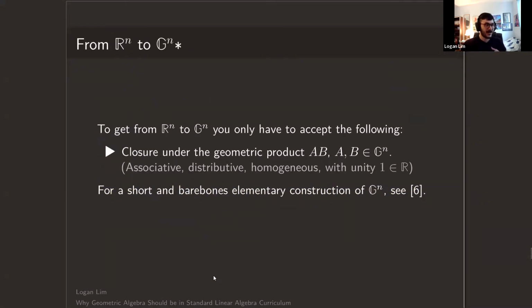So okay, you might think this is all well and good, but how do we practically start getting into Gn from our real n-dimensional real numbers? Really, it's only one thing: closure under the geometric product. Remember what I told you?